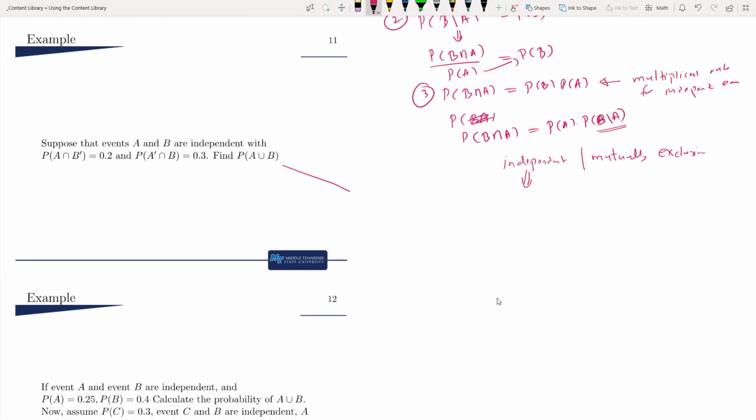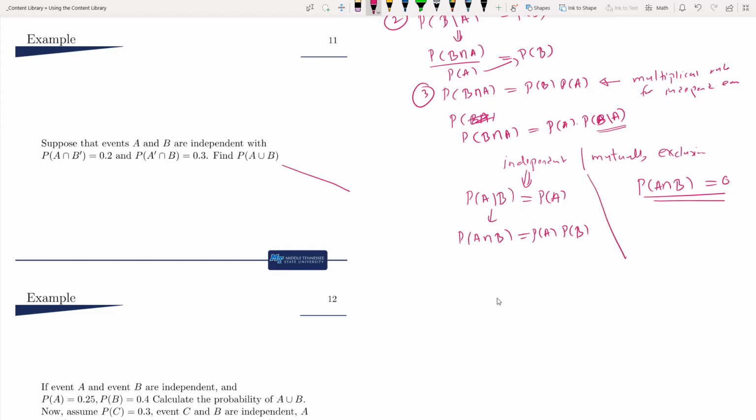So what does that mean? For independent events, probability of A given B is the same as probability of A. Mutually exclusive means probability of A and B is going to be 0. Or in other words, for independence, probability of A and B is the same as probability of A times probability of B, while for mutually exclusive events, this side should always be 0. So just understand that these two are different concepts. Here you can see that A and B are independent, with probability of A and B complement being 0.2, and probability of A complement and B being 0.3. Find probability of A and B.